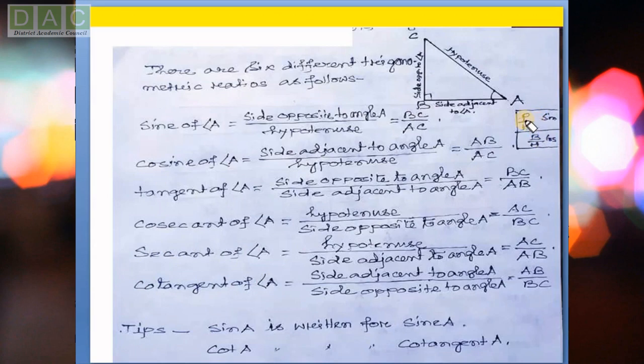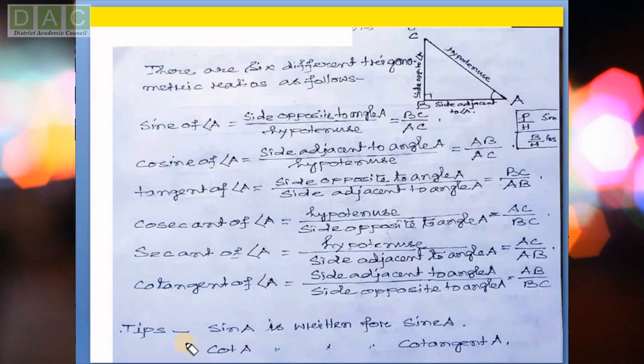Sine is equal to P by H. P means perpendicular and H means hypotenuse. Then cos will be base by hypotenuse. So this is the base and this is the hypotenuse. And in case of sine, I am telling again, sine is P by H, where P means perpendicular and H means hypotenuse. In this way, you can find out tan, cot, cosec, sec, all of these.